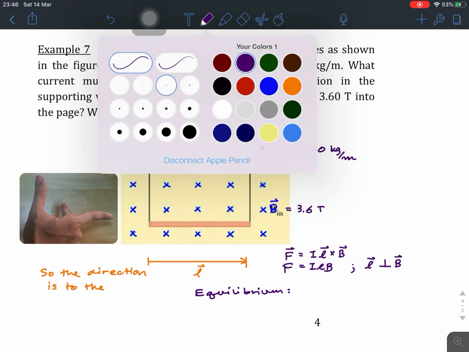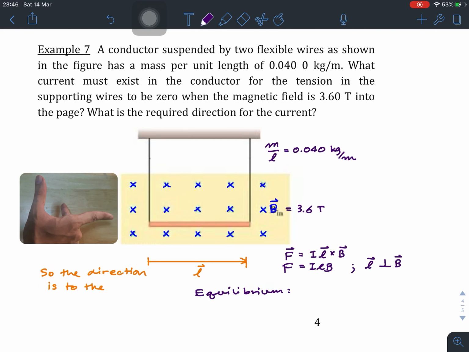Okay, so here is another example on the current under the magnetic field. We have a wire conductor given the mass per unit length as m/L equals 0.04 kilogram per meter. It is within a magnetic field of 3.6 Tesla. They ask you to find the current in this conductor that must exist for the tension in the supporting wire to be zero.